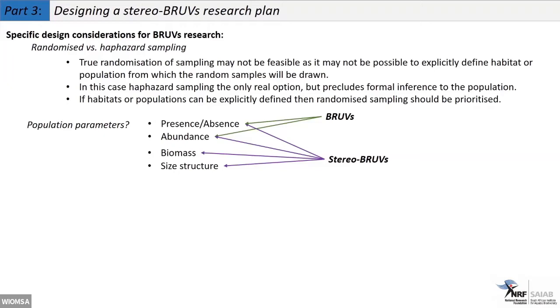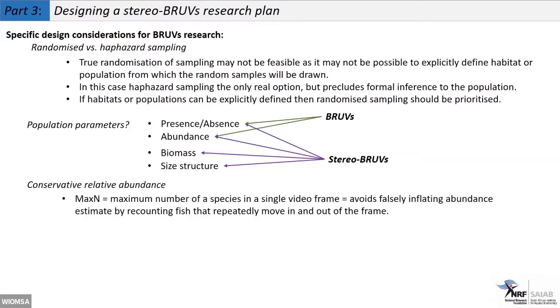Furthermore, because habitat requirements of fish change with age and size, the size data provides valuable information to help interpret ecological patterns. Here it's important to note that BRUVs and stereo BRUVs most frequently use a conservative relative abundance measure called max-n. Max-n is defined as the total number of individuals of a species in a single video frame from the deployment. It is accepted that many more individuals of a species may be seen during the entire deployment, but because fish come in and out of view, you can't keep a cumulative tally without recounting some of the individuals multiple times.